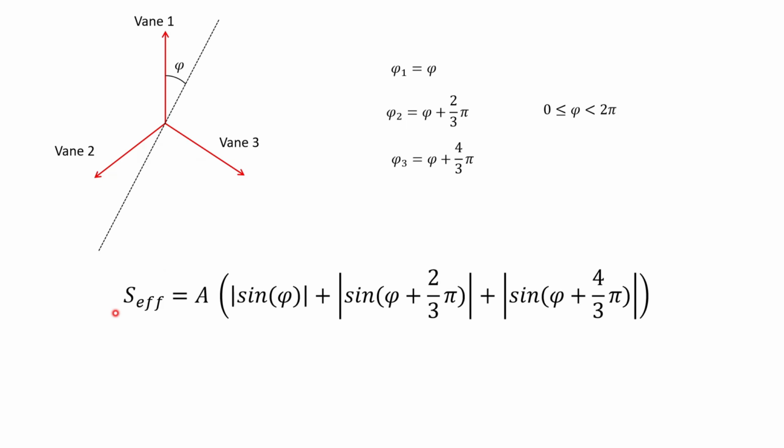So what is the total effective surface area? It's just going to be A times the orthogonal components of vane 1, vane 2, and vane 3. These are sines of the phi angle. Now we need to put an absolute value on them because some of these sine functions will return negative, and we only want positive surface area. So this is the effective surface area at any arbitrary angle phi. Let's graph this and see what it looks like.